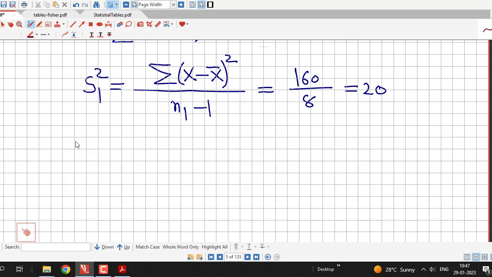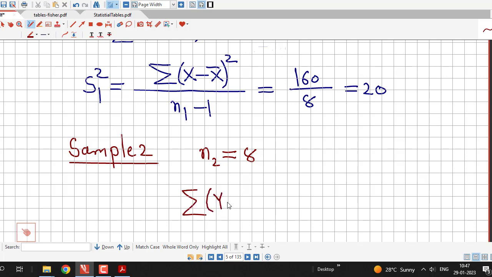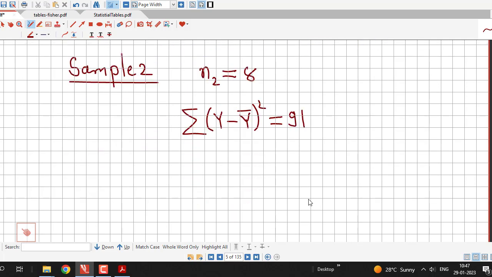Now same procedure we repeat for second sample. Suppose we consider sample 2. Sample size is given as 8, and here we are using variable y. So we have sigma y minus y bar square, that is sum of squares of deviations from mean is 91 for second sample.